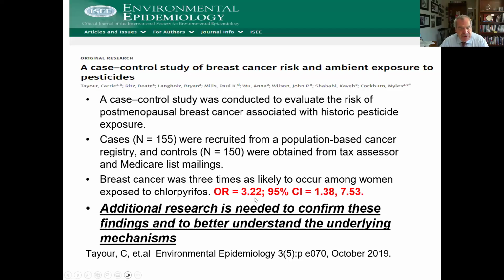The odds ratio was 3.22, with a 95% confidence interval of 1.38 to 7.53. 1 is not in this interval, so we would find ourselves to have a significant odds ratio that we would be concerned about. Now, their conclusion, I think appropriately, was that additional research is needed to confirm these findings and to better understand the underlying mechanisms. Remember, we did a case control study, and we needed more evidence. So the case control study is not quite there at the top of that pyramid where we would like to have some additional information.